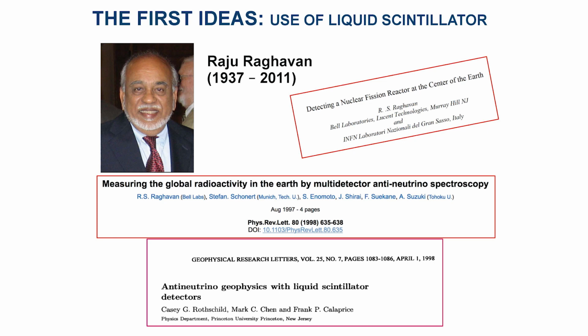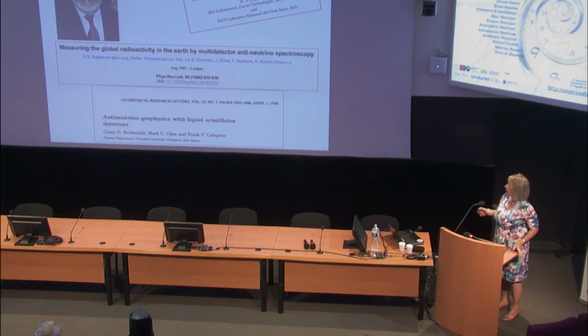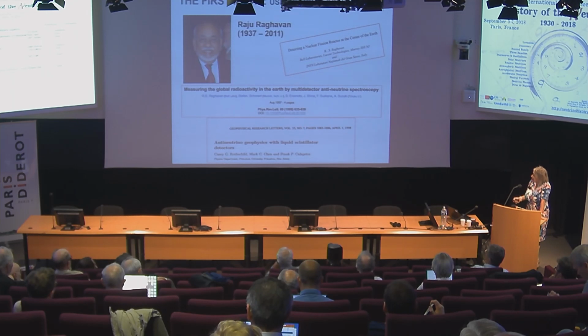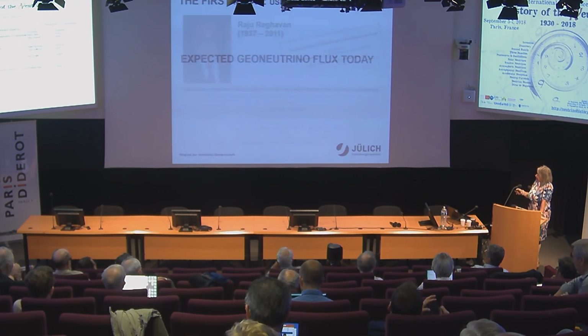And then in 1997, he published, together with Stefan Schoner, Enomoto, Shirai, Suekane, and Suzuki, the paper about measuring the global Earth radioactivity using multi-detector, that means Borexino and KamLAND, antineutrino spectroscopy. In 1998, Rothschild, Mark Chen, and Frank Calaprice also discussed this topic.